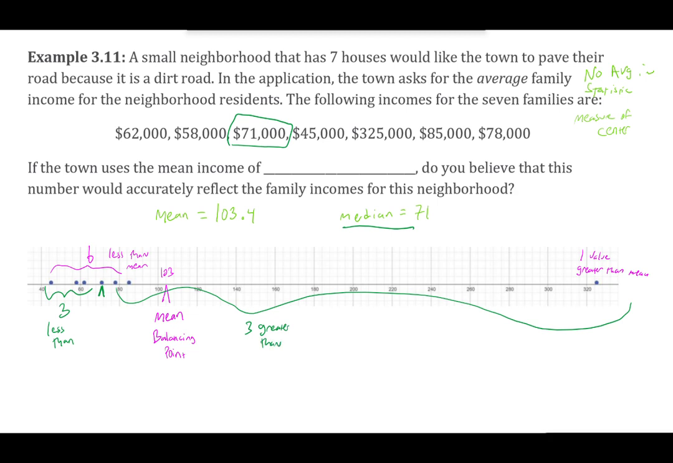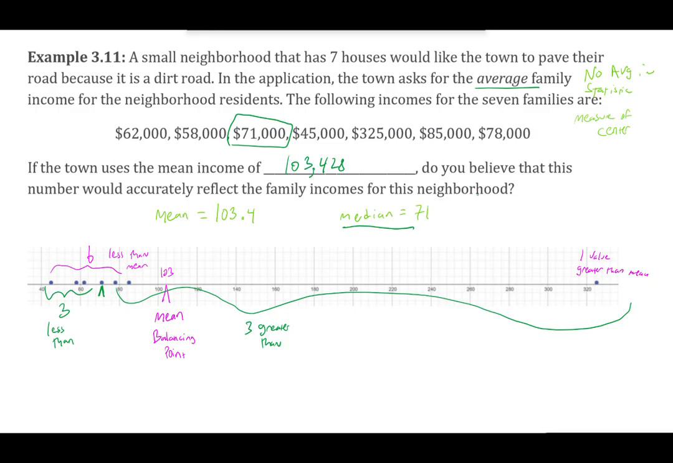So since this application is asking for the average family income and not the mean or the median family income, I think that the town using the mean income of $103,428, I believe is what it was, we do not think that this would accurately reflect the family incomes for this neighborhood.